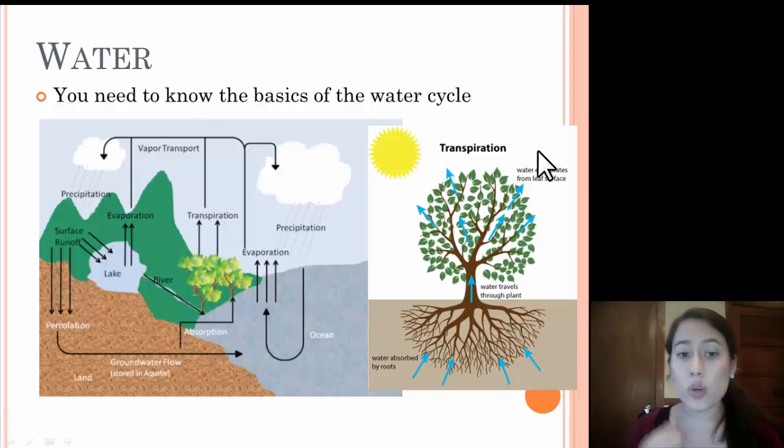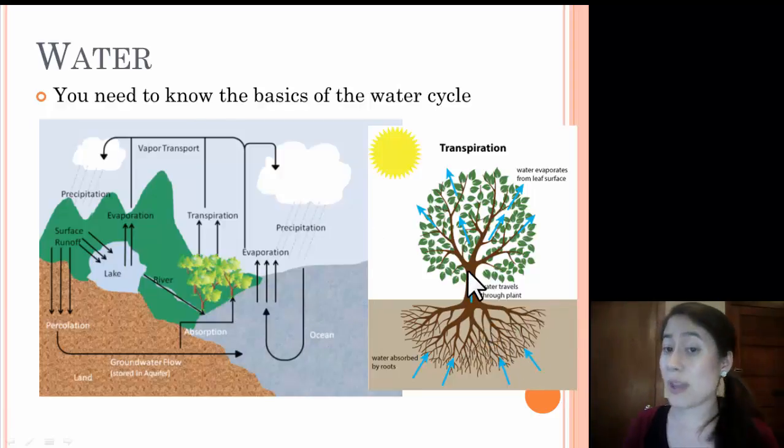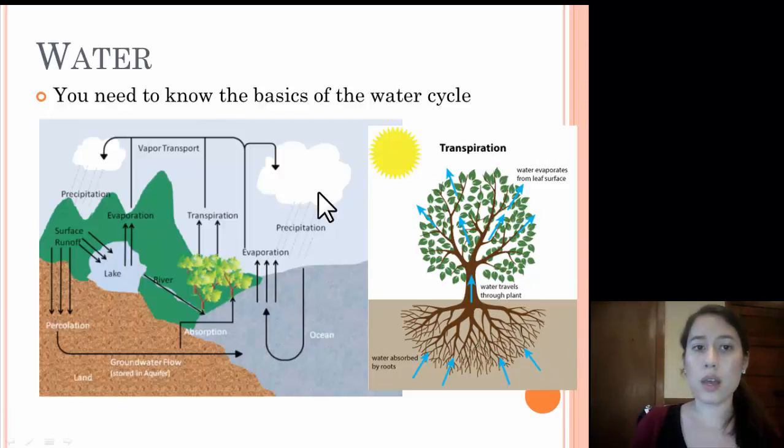So transpiration is a really particular form of evaporation in which instead of just evaporating directly from a body of water into the atmosphere, the water travels through the plant, is sometimes used by the plant, or it just evaporates out the top. So transpiration happens with those plants.